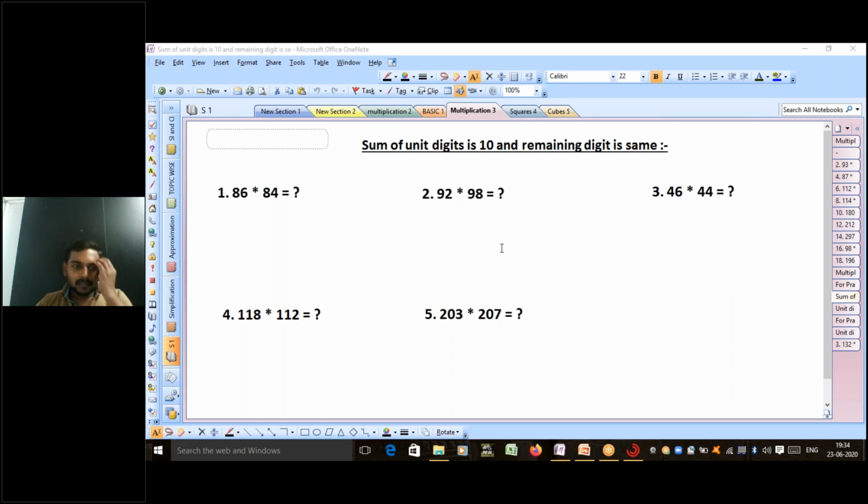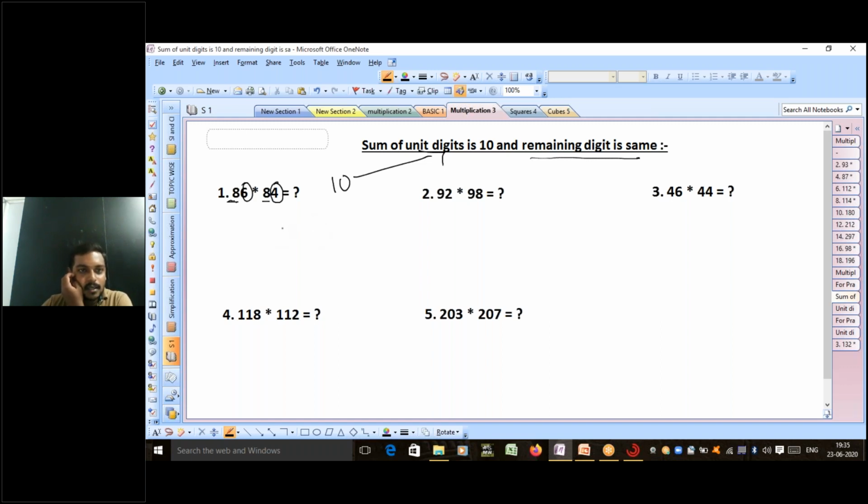For example, if you have a multiplication of the number 86 into 84, just observe the number. Here, the sum of unit digits. The unit digit means the first number from the right hand side. So here we have 6 and 4. The sum of 6 and 4 is equal to 10, and the remaining digit is the same number.